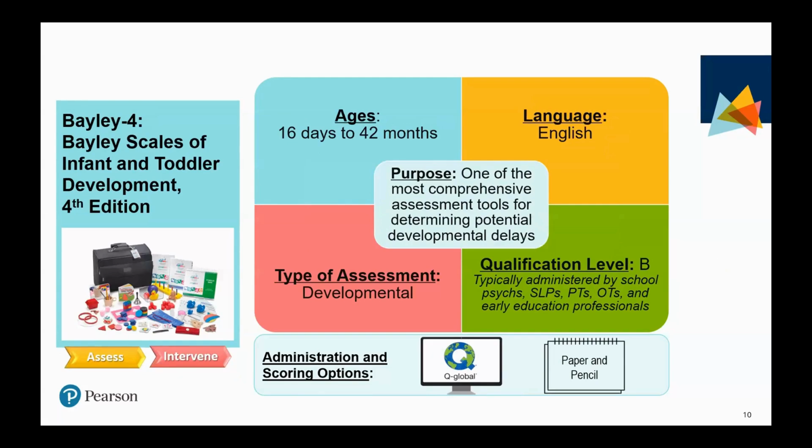The next assessment we'll discuss is the Bayley-4. This one also starts at a young age, covering children from just 16 days up to age 3.5 or 42 months. It's really one of the most comprehensive tools available for identifying developmental delays in infants and toddlers, and it evaluates 5 key developmental areas. So you've got cognitive, language, motor, social emotional, and adaptive behavior.